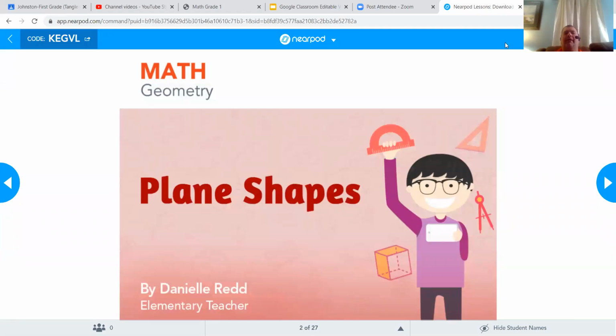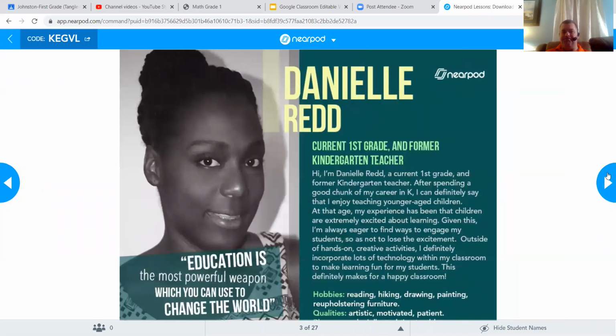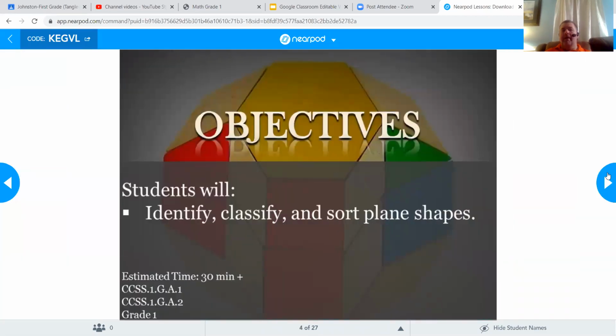Boys and girls, this week in math, we're going to be talking about two-dimensional shapes, or what we call plane shapes. And I wanted to go through this Nearpod lesson with you to introduce you to shapes before we work on the pages that go along in our math book. So, plane shapes. In this lesson, you should be able to identify, classify, and sort plane shapes.